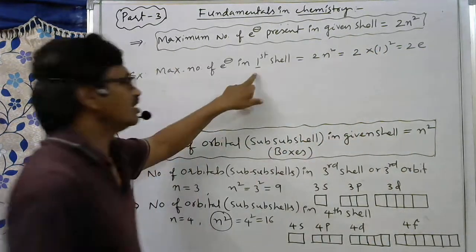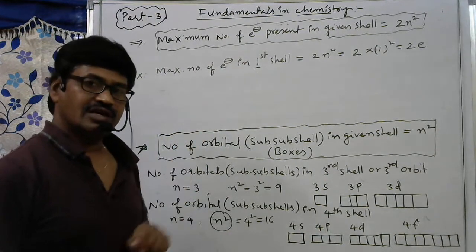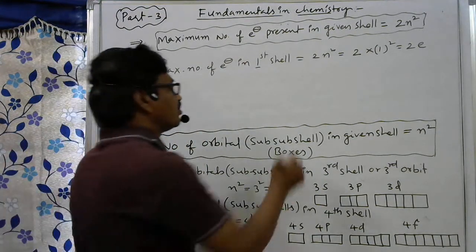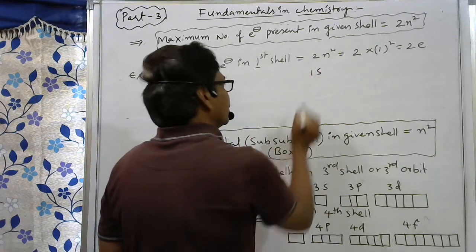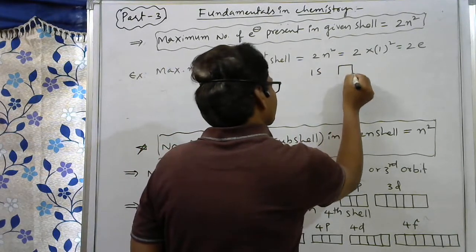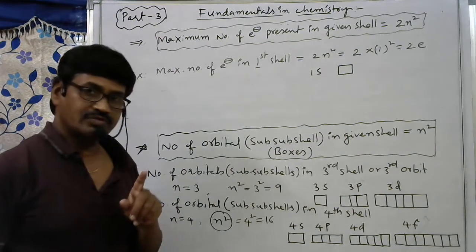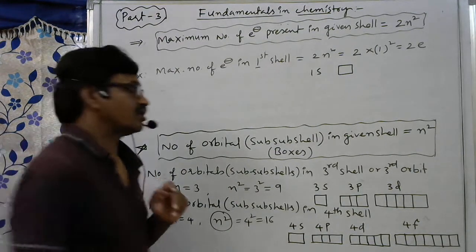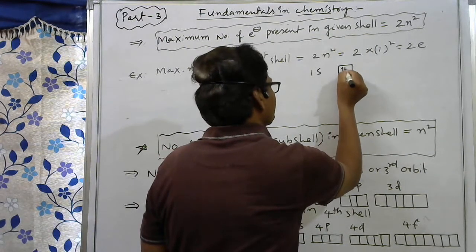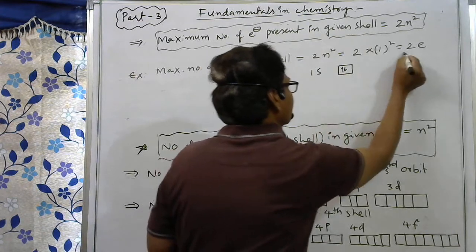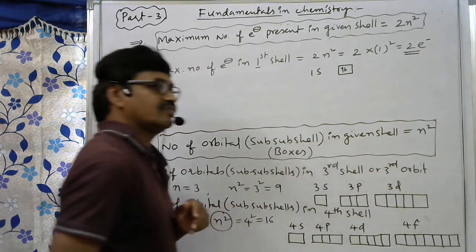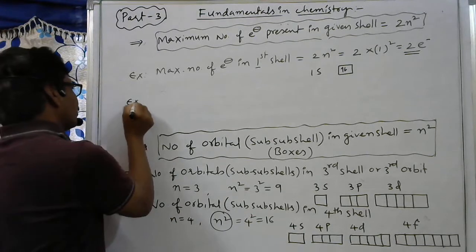Why? Here the first shell contains only one subshell, that is the s orbital. So one s orbital is present. 1s means only one box. Remember, one box can accommodate only 2 electrons with opposite spin. Here 1 electron, this is another electron. So how many total electrons are present? 2 electrons are present.